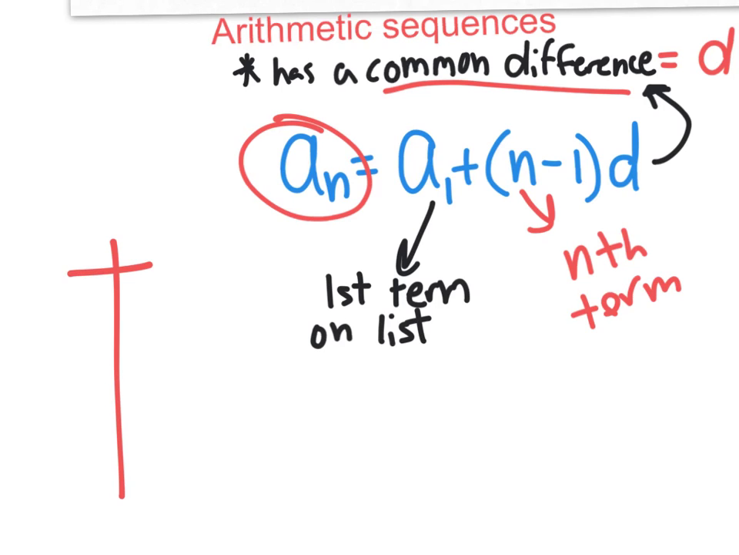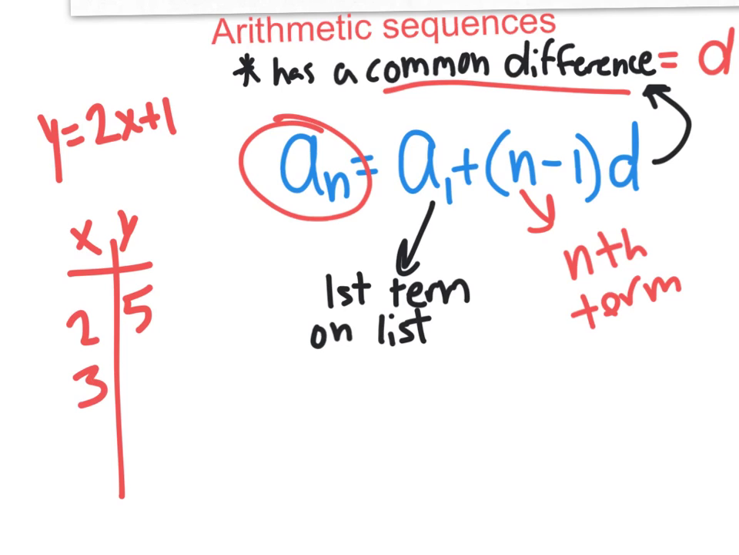Like, let's say we had an XY table, and let's say we had a function y equals 2x plus 1, okay? So the input, let's say 2, what would that give us as an output? That'd give us 5 as an output, right? The input 3, what would that give us as an output? 7, right? The input 4, what would that give us as an output? 9.